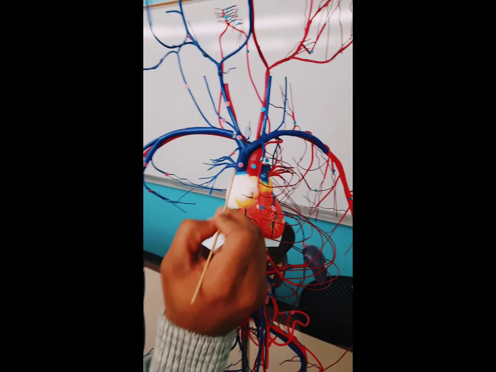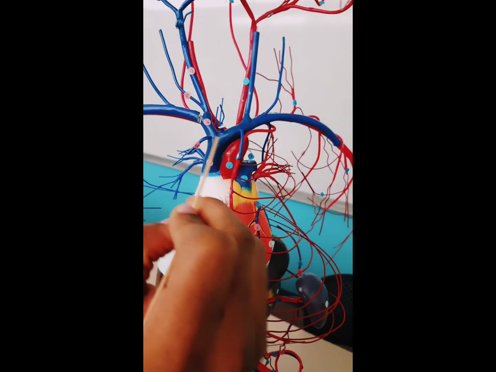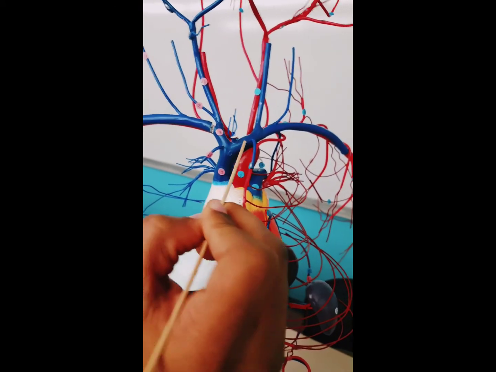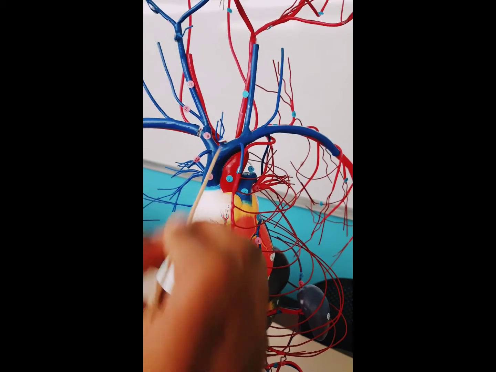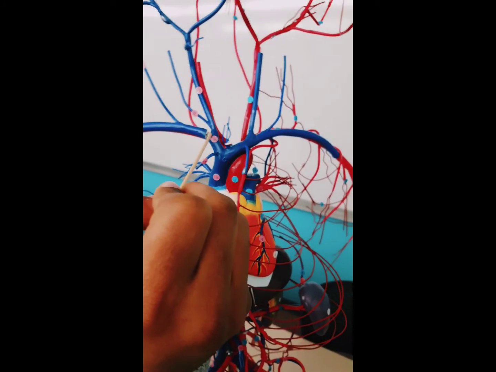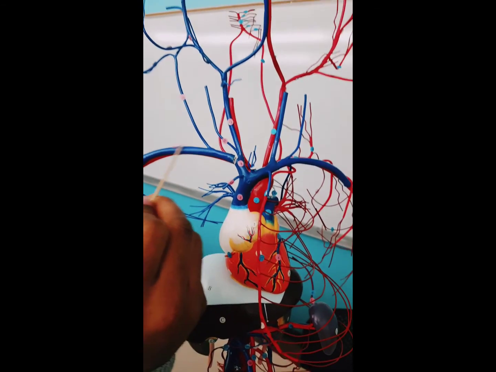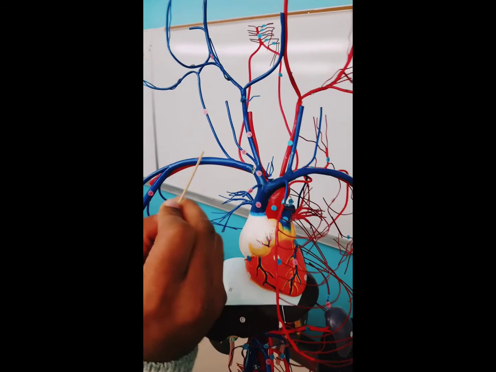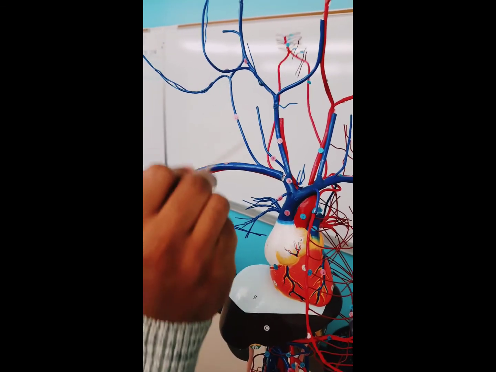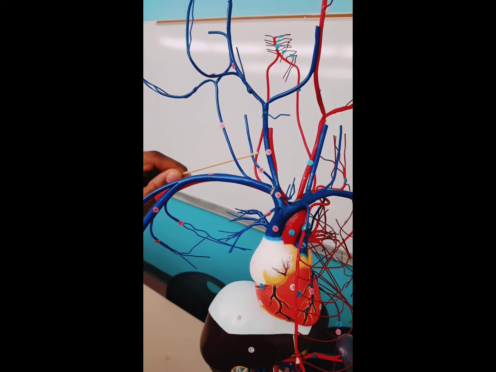So we have the superior vena cava, and it splits into the brachiocephalic veins on both sides. If they say be specific, right brachiocephalic and left brachiocephalic. Superior vena cava splits into brachiocephalic. And the brachiocephalic splits into internal jugular and subclavian. And on the lateral side of the internal jugular, we have the external jugular. And on the back, we have the vertebral vein.